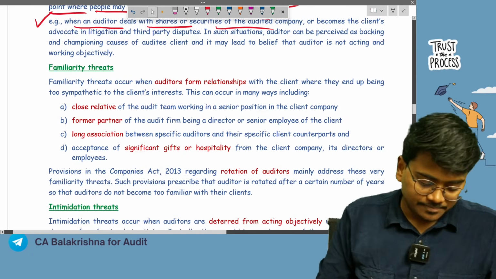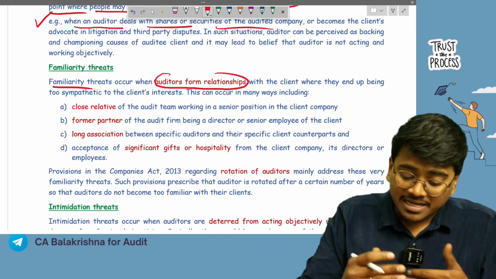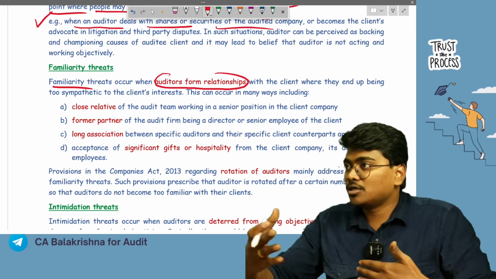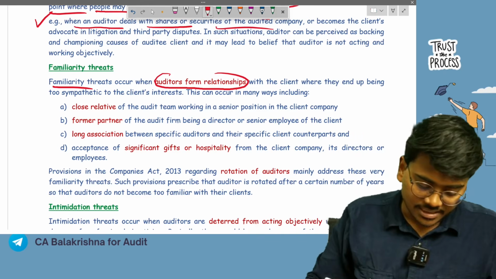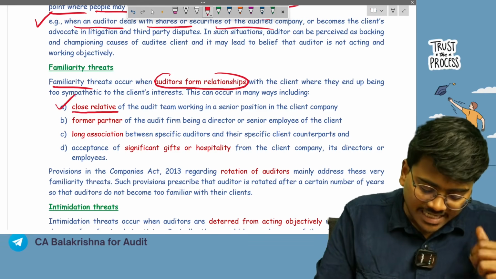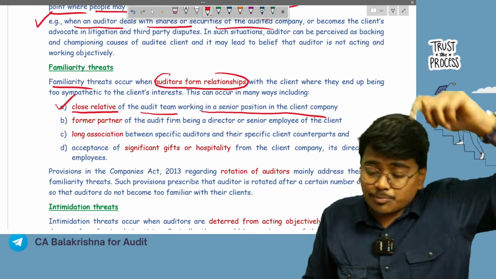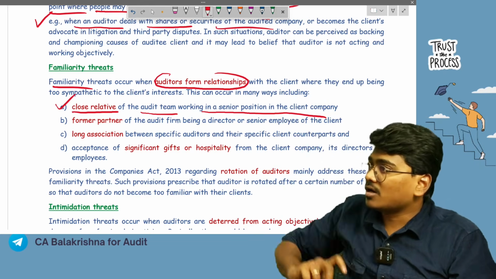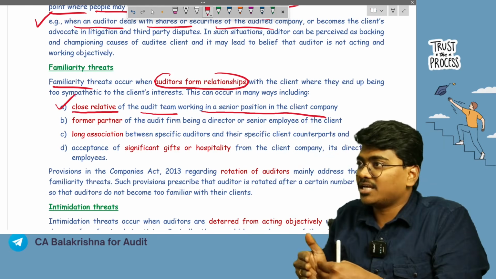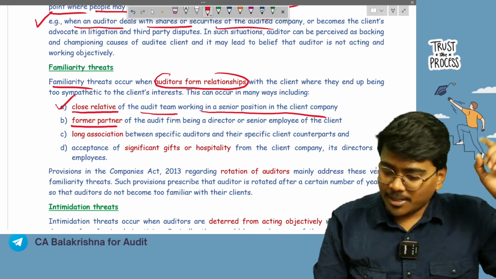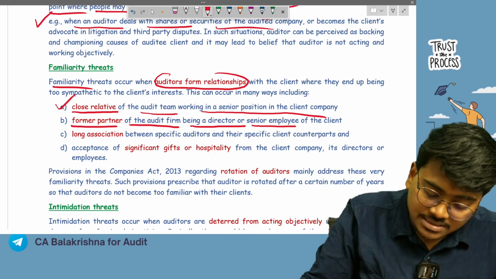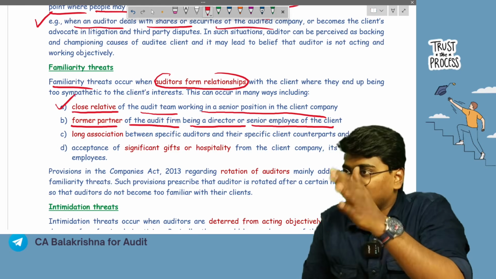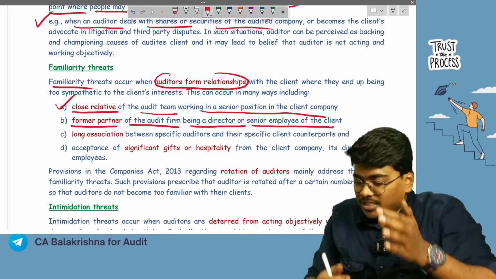Next, familiarity threat. Familiarity threat occurs when auditors form relationships with the client. How will this relationship come? Because of the duration of time for which the auditor is dealing with the client. Some of the examples: a close relative of the audit team working in a senior position of the client company. One of the close relatives of the auditor is the managing director or CEO of the company. That means obviously there is a familiarity between the auditor and the company. Next, a former partner of the audit firm being a director or senior employee of the client. Former partner means previously the person was a partner of our CA firm, but currently he resigned and started his own company, and for that company our audit firm is doing the audit.